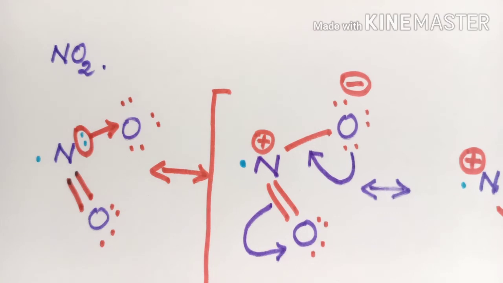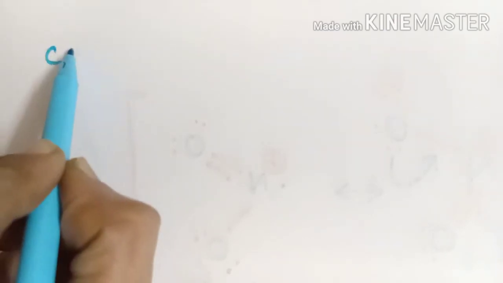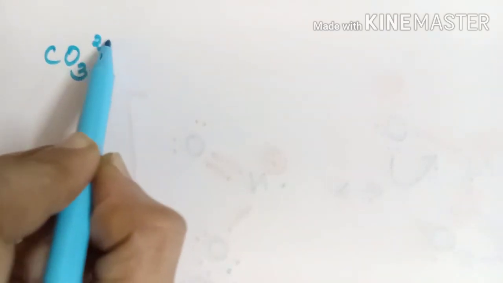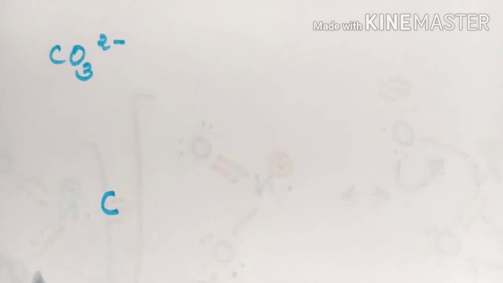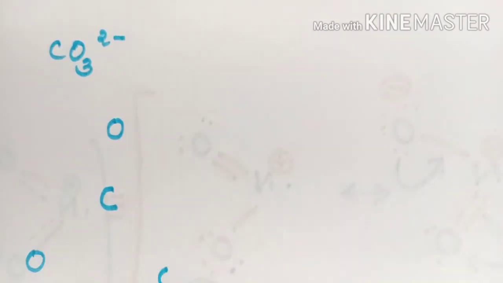I'll just wind up this video by explaining the structure of carbonate ion. What is carbonate ion? Carbonate ion has the formula CO3 2-, which is the central atom here. You find that it is carbon, and around carbon we have 3 oxygens. So I'll arrange 3 oxygens at the corners of an equilateral triangle. You can draw it in any manner.